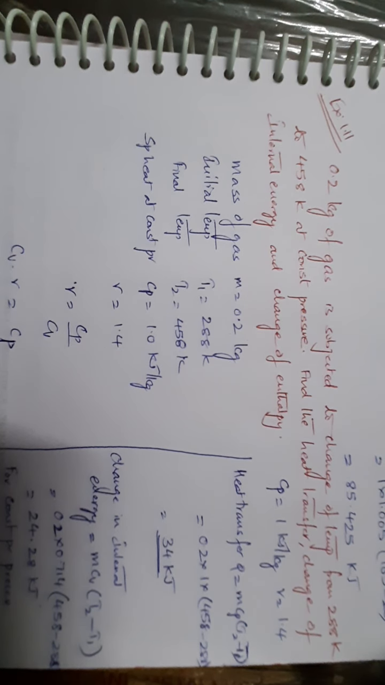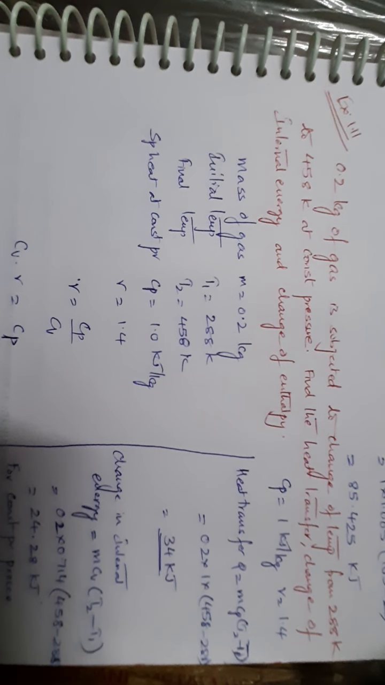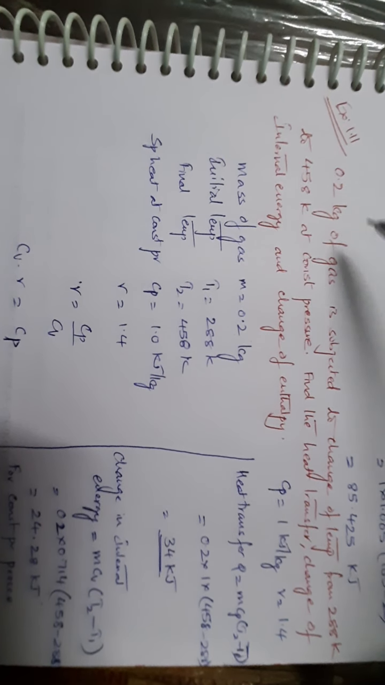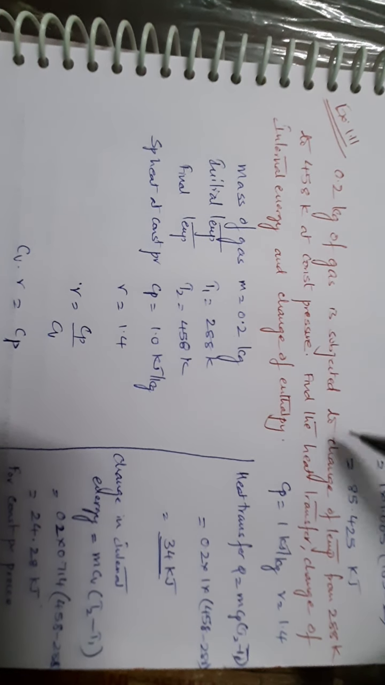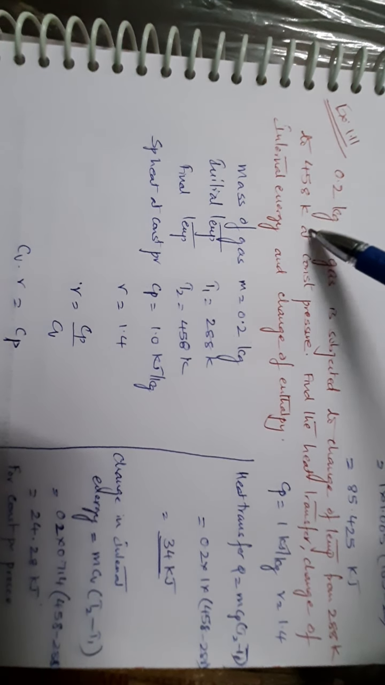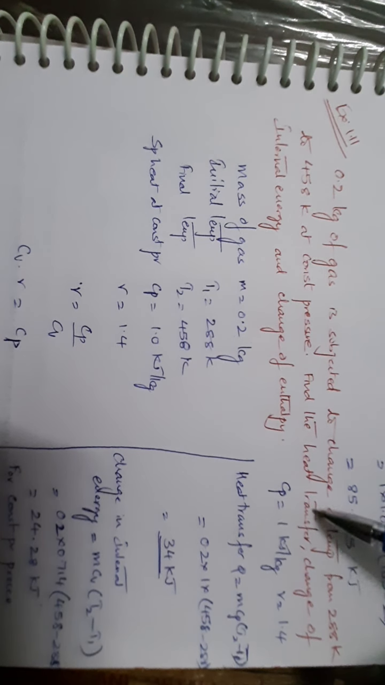In the previous problem also you can convert into Kelvin, or no need, directly substitute there, no problem. But first list out the data. 0.2 kg of gas is subjected to change of temperature from 288 Kelvin to 458 Kelvin at constant pressure. Find the heat transfer, that is dQ. You are going to find Q, the change in internal energy U, and enthalpy.